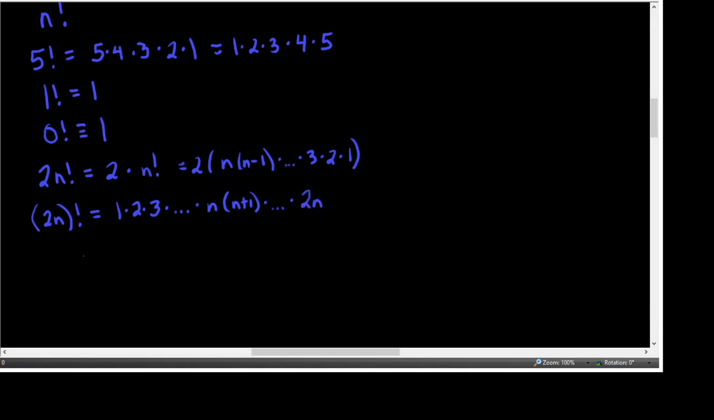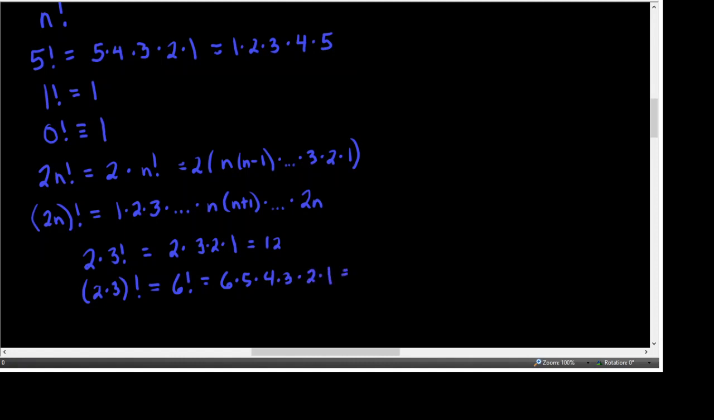Let's do a simple example. Let's do 2 times 3 factorial and 2 times 3 factorial. So 2 times 3 factorial is 2 times 3 times 2 times 1, which is 12. Because of the parentheses, we're going to do that multiplication first. 2 times 3 is 6. 6 factorial is 6 times 5 times 4 times 3 times 2 times 1, which, if I remember correctly, is 2, 6, 24. Nope, I can't do that in my head right now for some reason. 24 times 5, 720 times 6 is 720. Well, I guess I can.